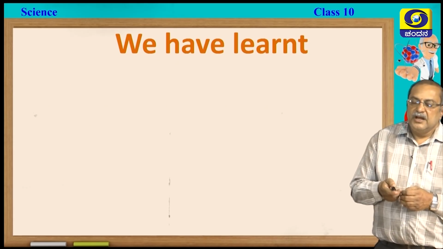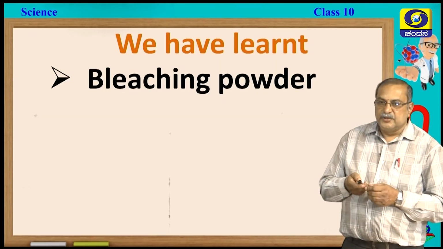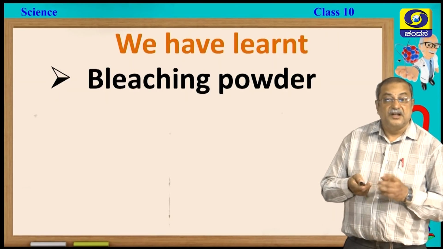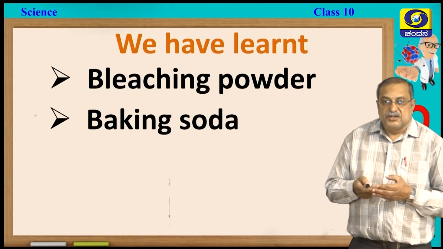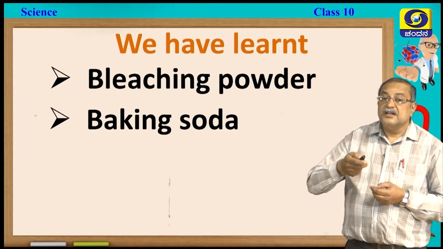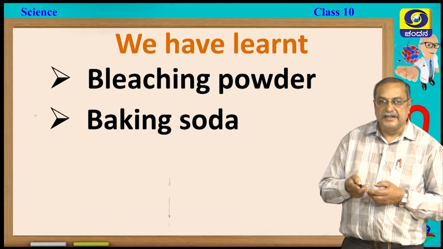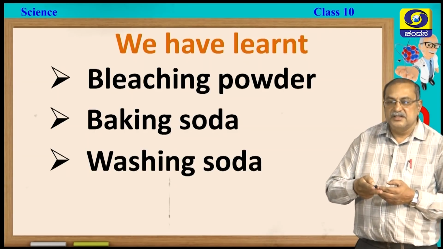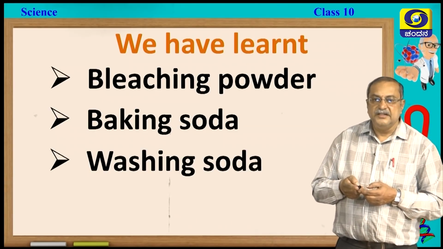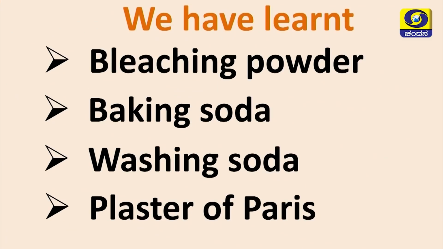So, children, we have learned so far how bleaching powder is going to be manufactured and what its uses are, in the fourth part. Okay. So, how baking soda is going to be manufactured and what the uses of baking soda are, we have also learned. Next, washing soda, how it is manufactured and what its uses are, we have learned just now, and the plaster of Paris. I think we will not forget, no. So, we have learnt about the salts in this chapter in detail, that is bleaching powder, baking soda, washing soda and plaster of Paris. Okay.